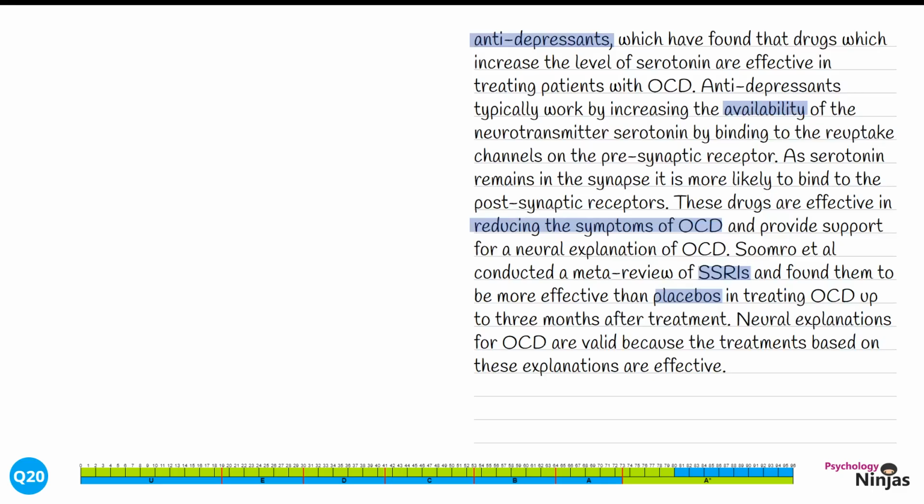This sentence is critical in order to make our discussion about treatments relevant to our explanations or approaches essay. The fact that we've discussed that these are valid, that the effectiveness of the treatment means that the explanation in terms of neurotransmitters must be true. It's time to return to explanation once again.